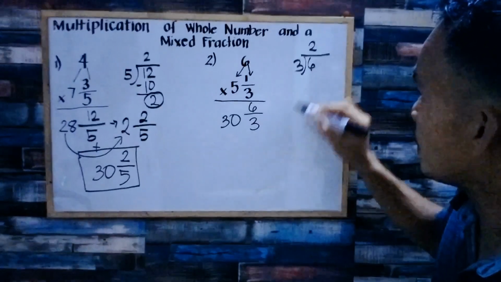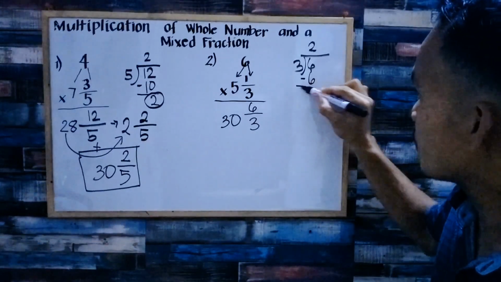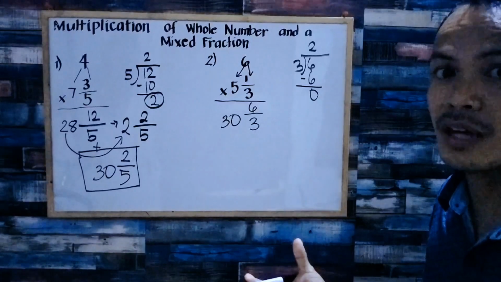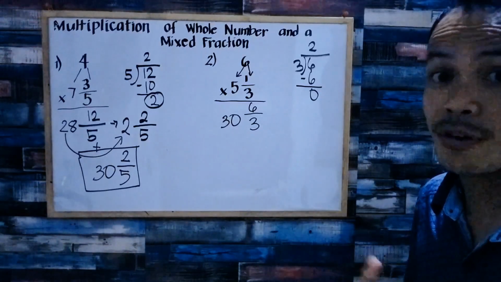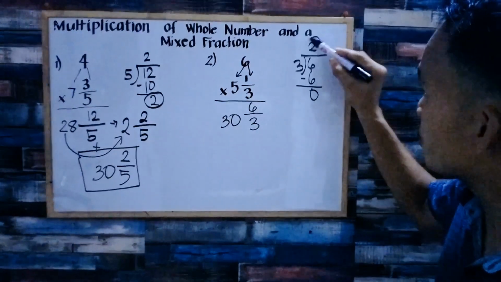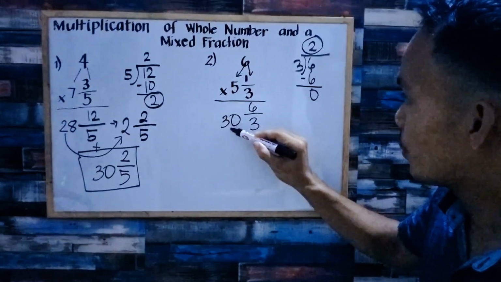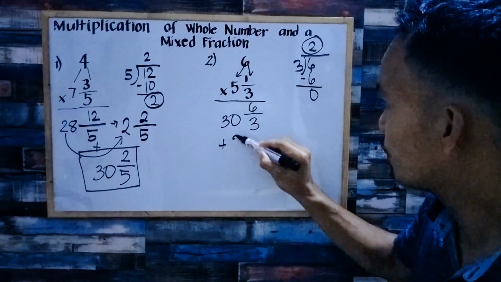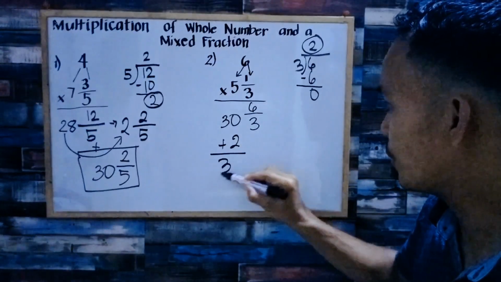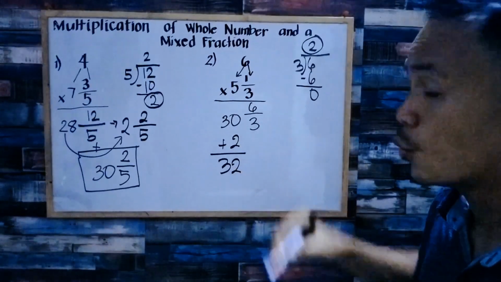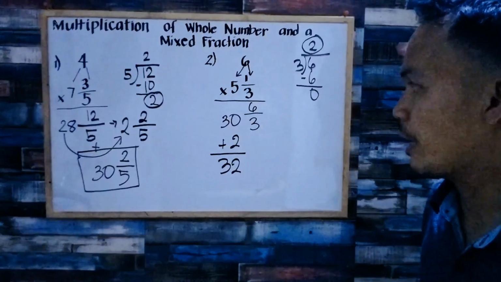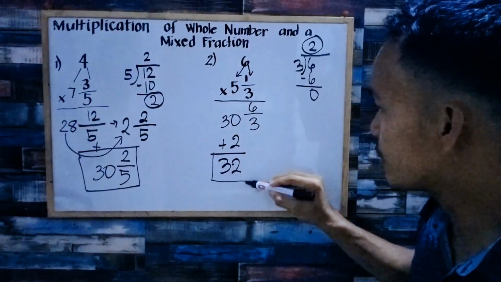And 2 times 3, that is 6. So 6 minus 6 is 0. So we don't have any remainder here. So we don't have a fraction. So what will you do with your 2 here? Just simply add that to 30. So 30 plus 2 is equal to 32. As I said, we didn't have a fraction anymore. So the answer here is 32.